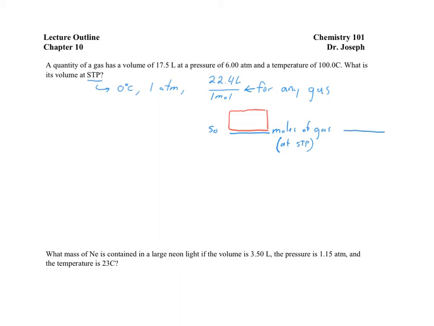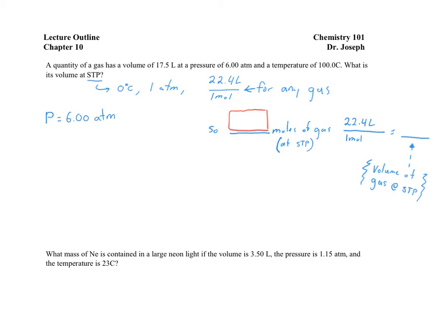Determining the volume of that gas would be as simple as multiplying by this conversion factor, where we have 22.4 liters per mole. That's because we're at standard temperature and pressure. So this would give us the volume of the gas at STP. Now, all it is a matter of finding the number of moles. So let's see how we can do that for this problem.